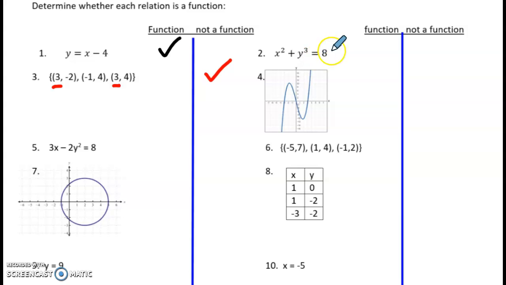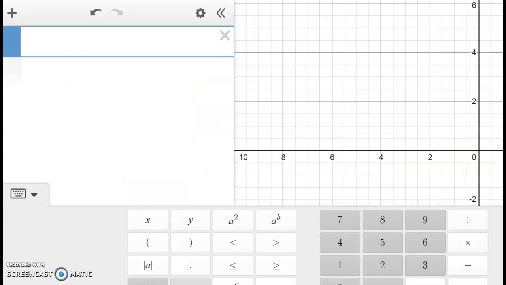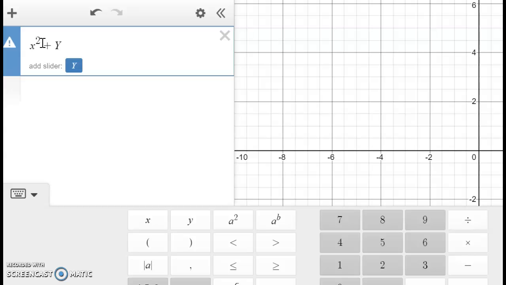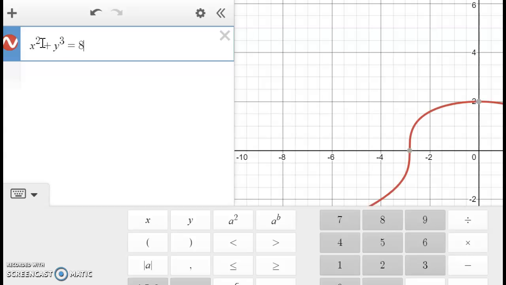X squared plus y cubed equals 8. Boy, that's tough to think of. Let's graph it. I often refer to Desmos. Please use it. Oh, it's just a wonderful tool. I can just type it in here, unlike my graphing calculator, which, we can't have it in terms of y. X squared plus y cubed equals 8 is what we were thinking of, okay?